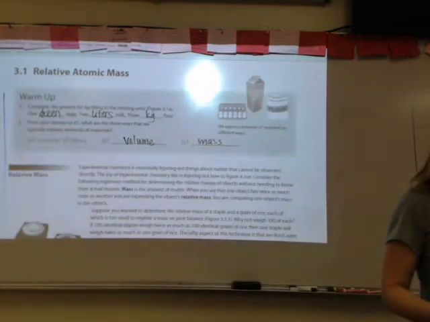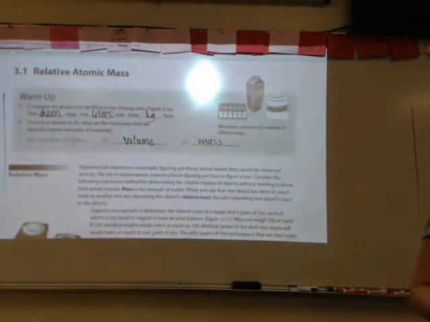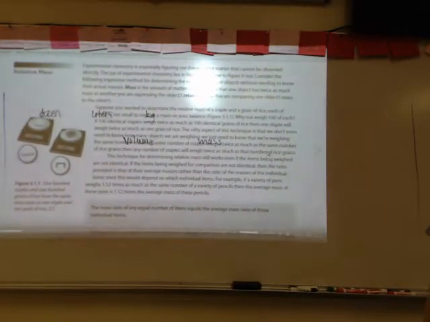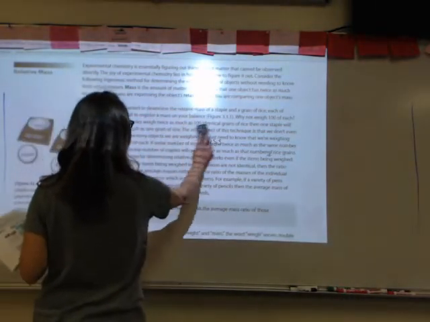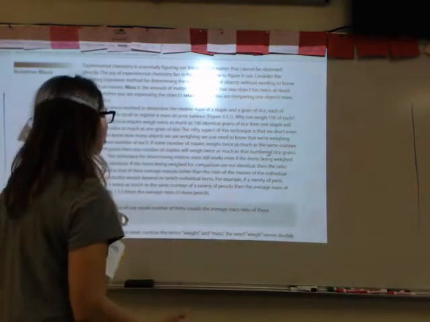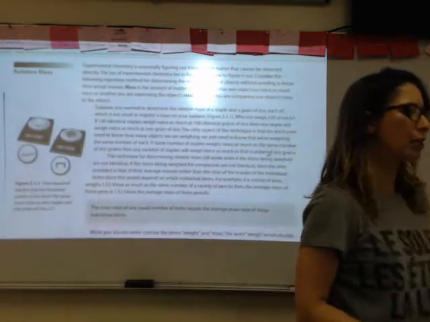When we're talking about relative mass, mass is the amount of matter. And when we say that one object has twice as much mass as another, we're expressing the mass relatively. So we say that is the object's relative mass. So we're comparing one object's mass to another's.